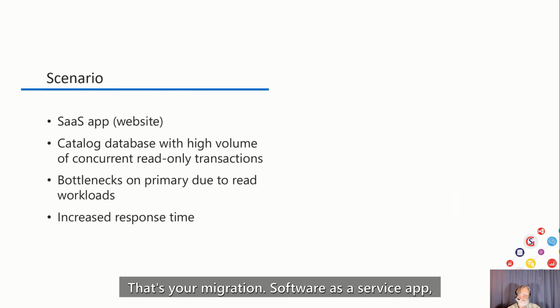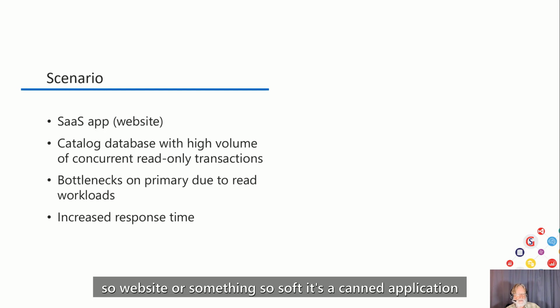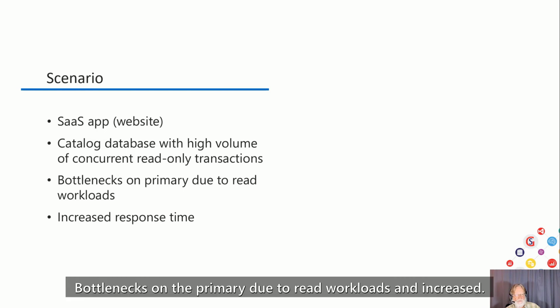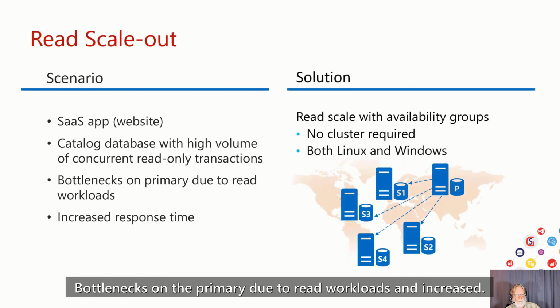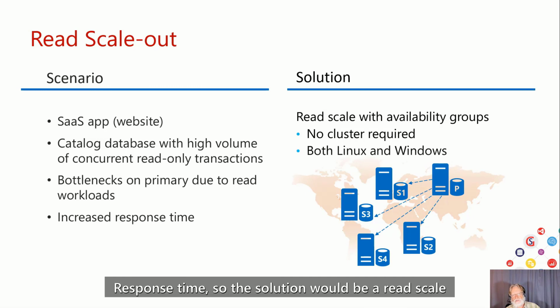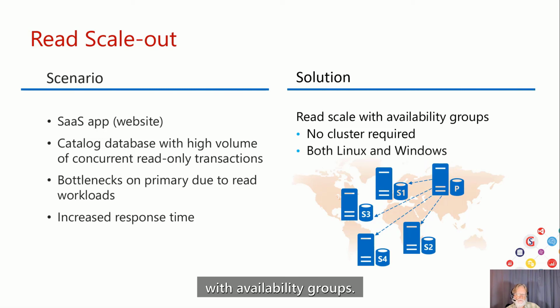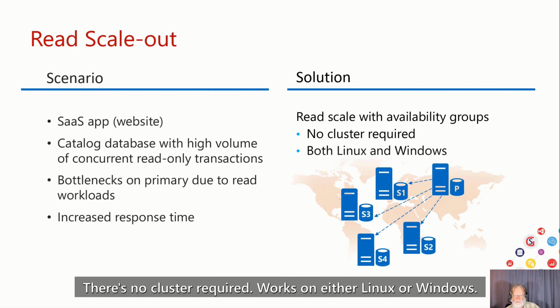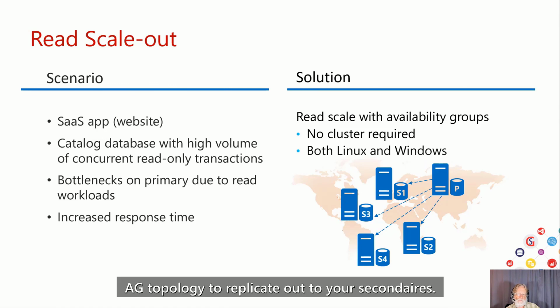Software as a service app, so a website or something. So it's a canned application from a third party. Catalog database with high volume of concurrent read-only transactions. Bottlenecks on the primary due to read workloads and increased response time. So the solution would be a read scale with availability groups. There's no cluster required, works on either Linux or Windows. There's no failover scenario, but the primary is using the AG topology to replicate out to your secondaries. And those are all available for read access.